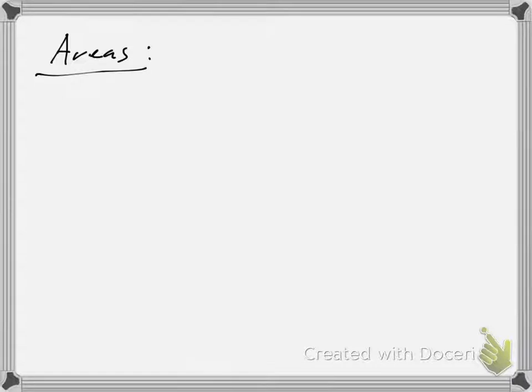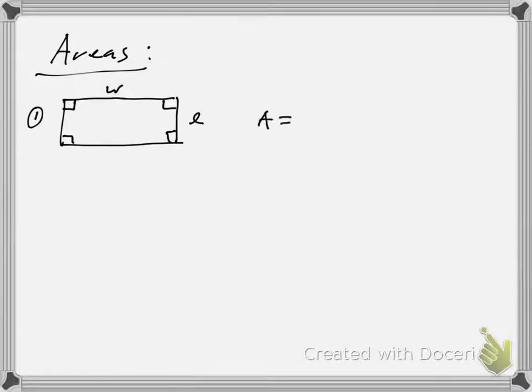The area of a rectangle. So if I have a rectangle, we call this the width, and this is the length. The area is length times width. Okay, that's easy.